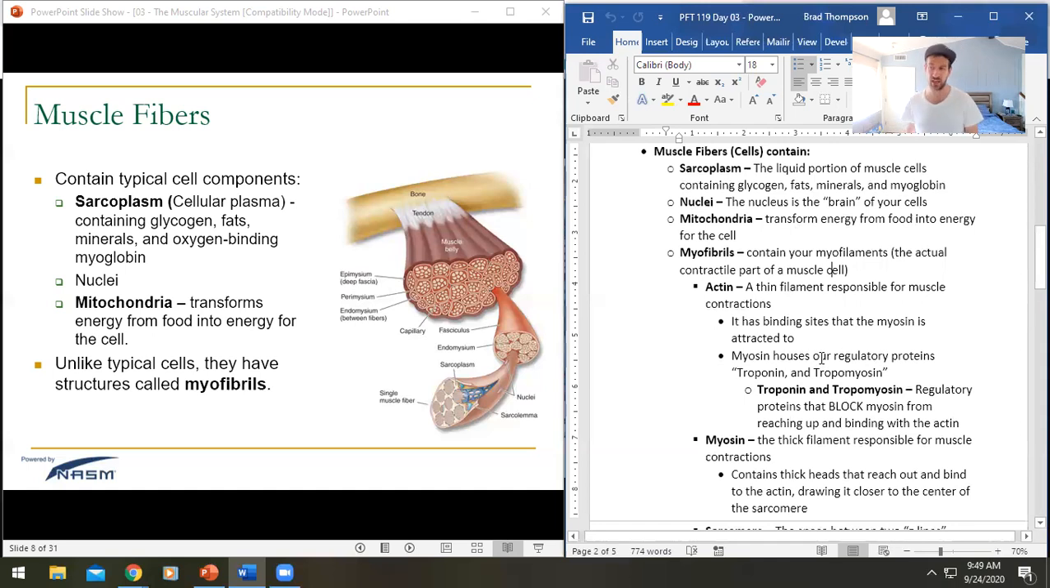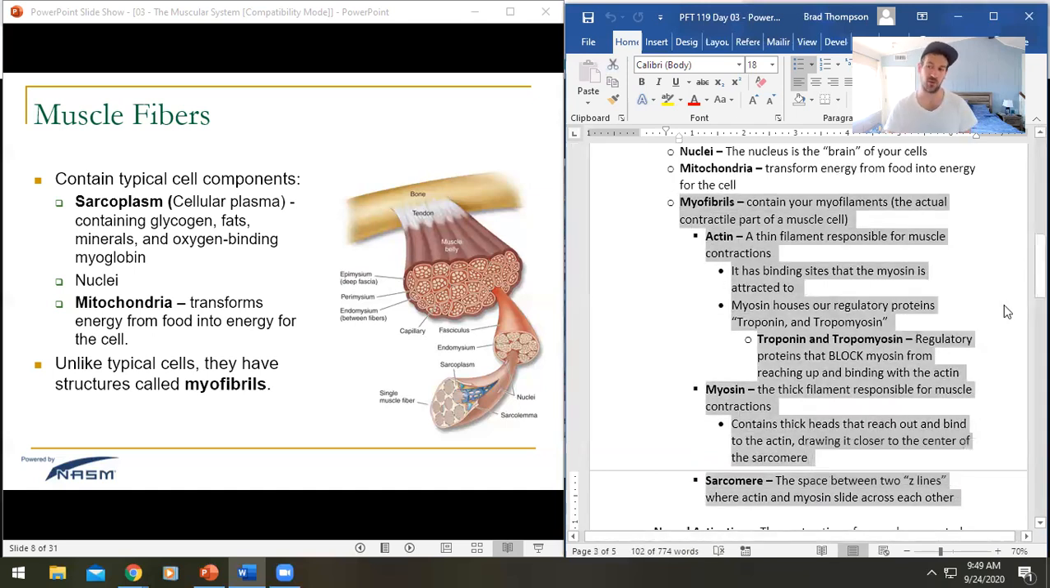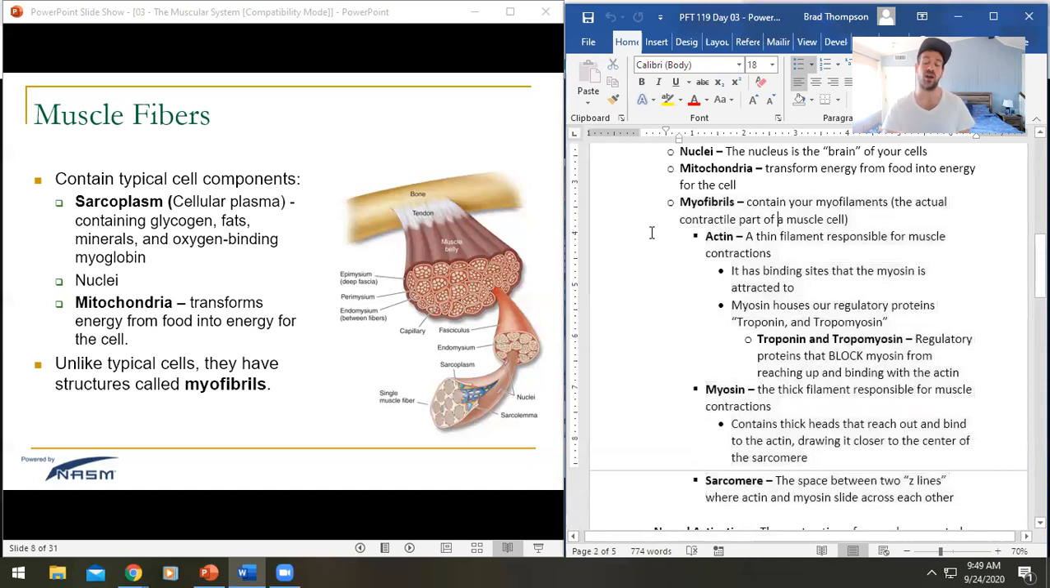And then here's the part that's actually important, especially for this class. We've got two sections that are really important today. If you forget everything from today's lesson, you remember two things. This is the second one. Myofibrils. This right here is probably the second most important part of this lecture. So what are myofibrils? They're going to house what are called myofilaments. And the myofilaments are the actual contracting part of a muscle cell.